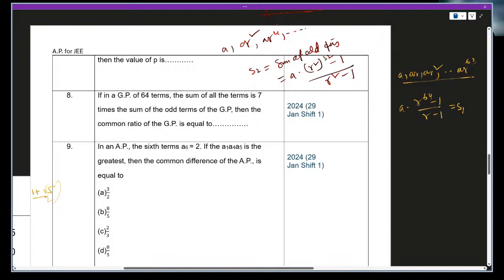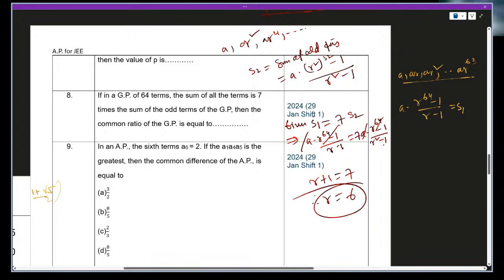Now is the condition given? 7 times. Just use the condition given. This is S2 and S1. So given S1 equal to 7 into S2. Just put. Don't sleep in class. This by R minus 1, A getting cancelled. This thing also getting cancelled. R minus 1 term getting cancelled. So R is coming 6 in my calculation. I got 6. What to do? Okay.